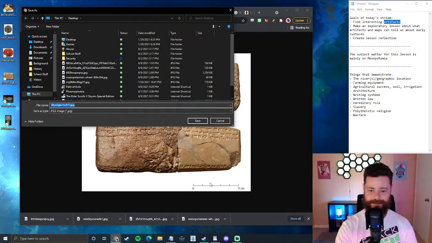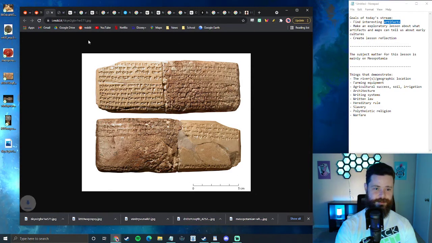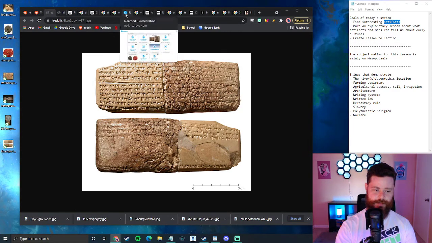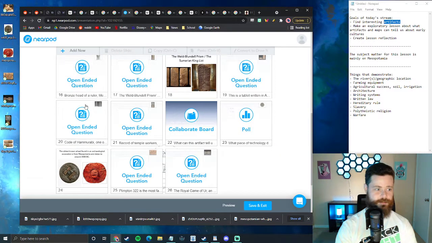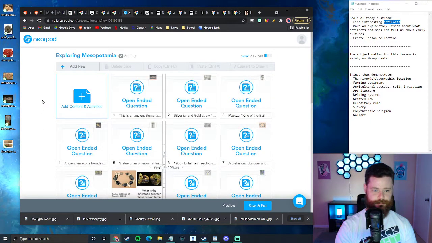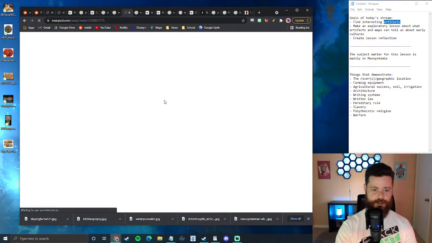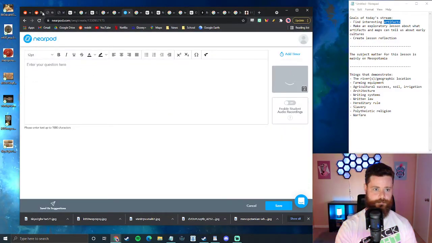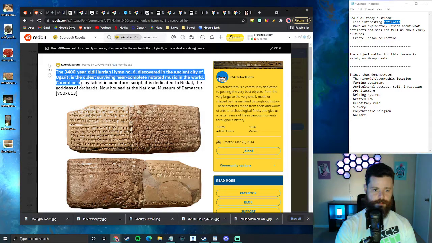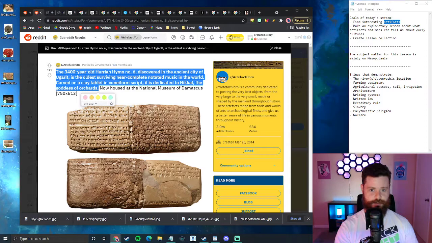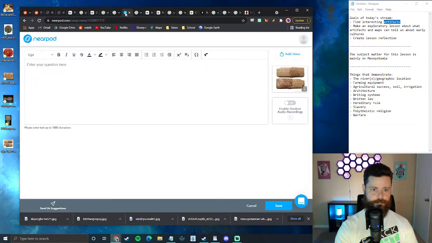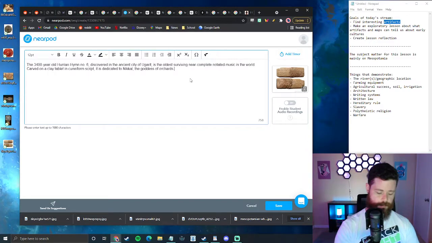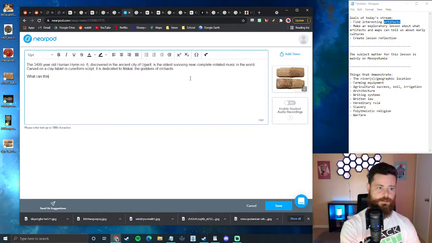Yeah, I like how there's a measurement down there, so you can at least have a comparable idea of how big it was as an artifact. Okay, so that'll be near the cuneiform stuff too. Let me, yeah, and just do that. What can this artifact tell us about Mesopotamia?